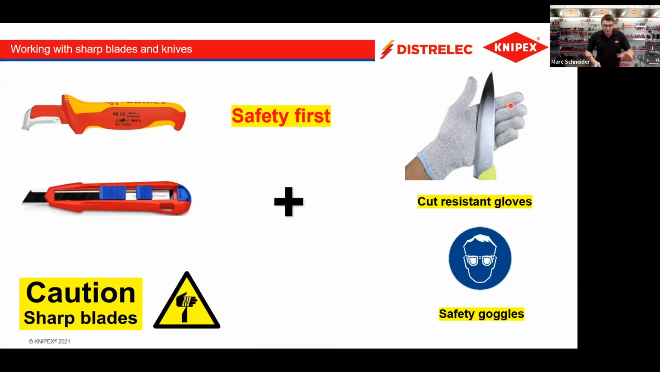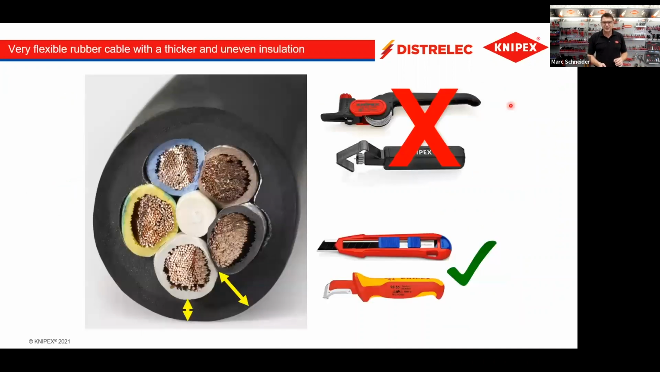An important safety note, again: if you're working with very sharp knives, please use cut-resistant gloves and safety boots. There are always serious injuries when you're working with these types of blades or knives. There are also many companies where working with such knives is not allowed. So please, safety first, use cut-resistant gloves and safety goggles.